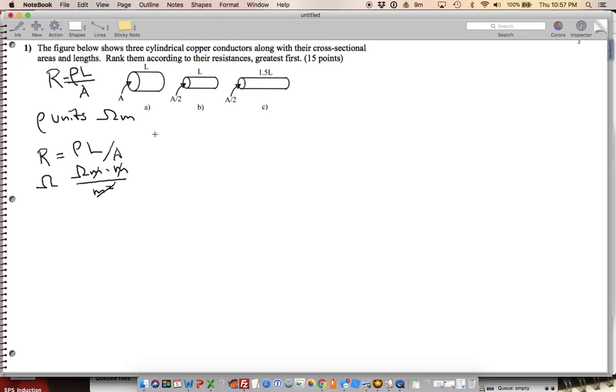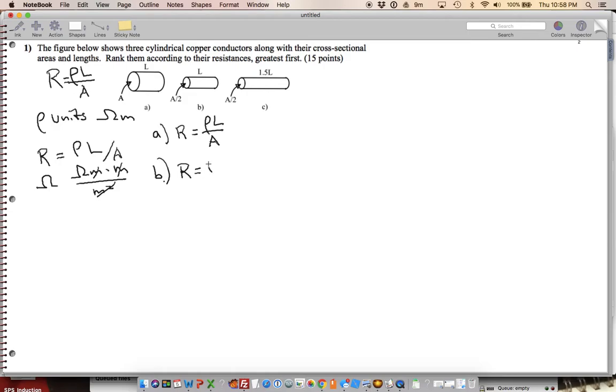So for A, my resistance is going to be R is equal to rho L over A. We're just given regular L and A here, so it just gives us back the formula. But what about B? So for B, we're going to have R is equal to rho, which is the same for all of them, and that's because they're all cylindrical copper conductors. So my resistivity is the same for whatever metal I'm using. If these were different metals, then my rho would be different. But since they're all the same, my rho is the same.